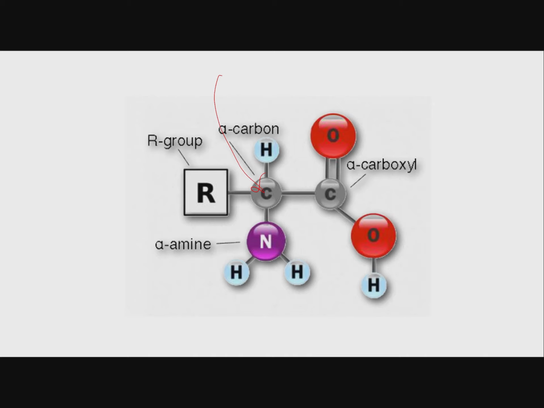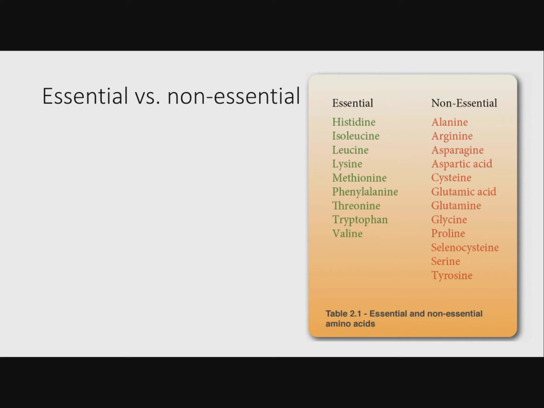Beyond the 20 universal amino acids, we'll see that there are also some modifications that amino acids can get that can make somewhat new or different amino acids. But there are 20 that are coded for in our DNA.